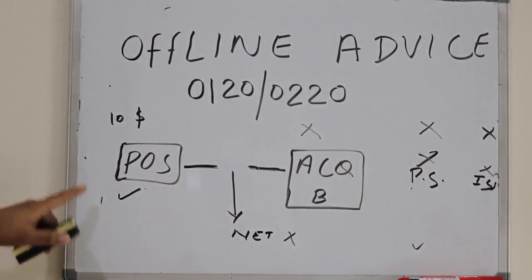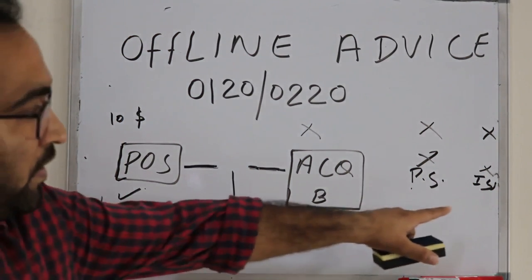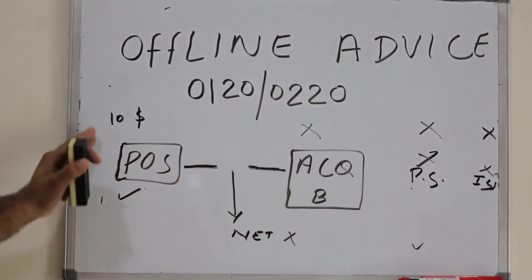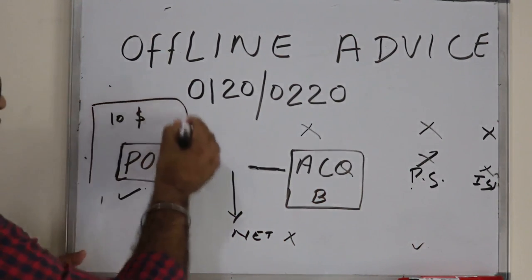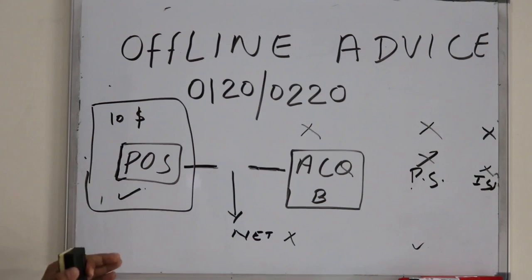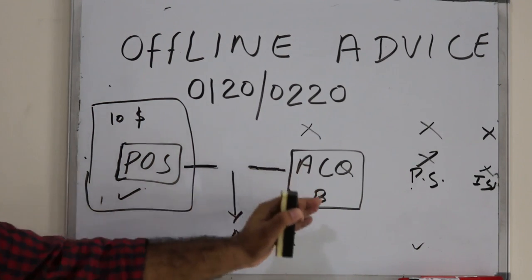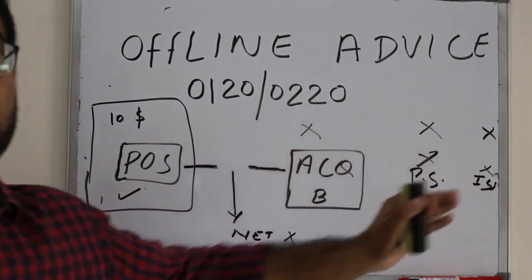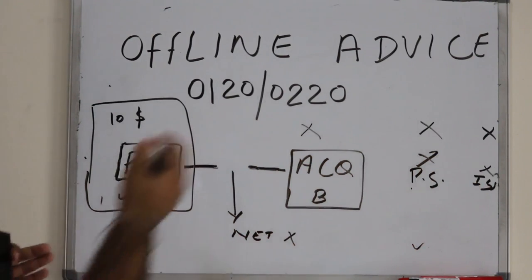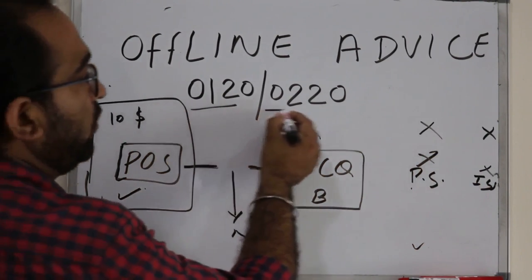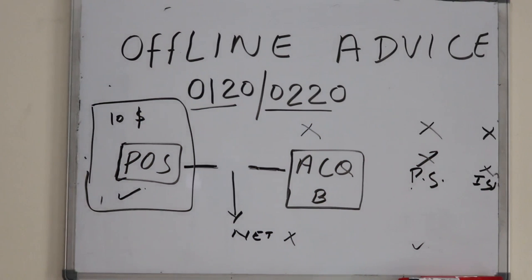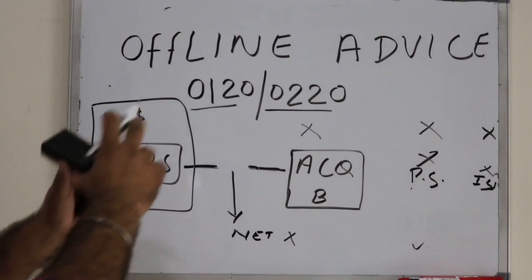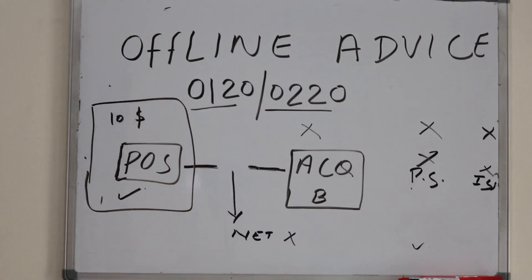So in this diagram, these three parties don't even know about this transaction, only the POS device knows about it. Now how will this transaction reach the acquiring bank, the payment system and the issuer? For this purpose we use 120 or 220. I would again say that whatever I'm using in this session, the MTIs and the processing codes, I'm using as a reference from Paytm.